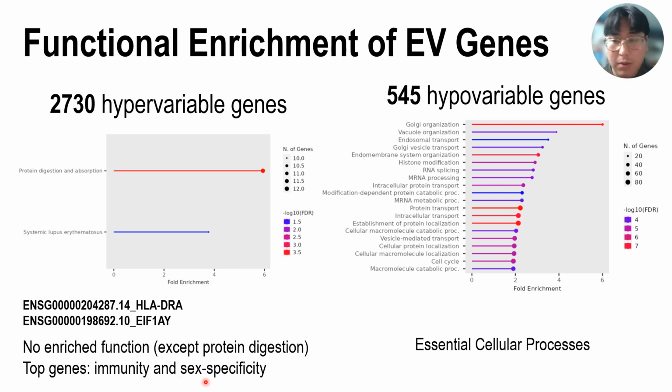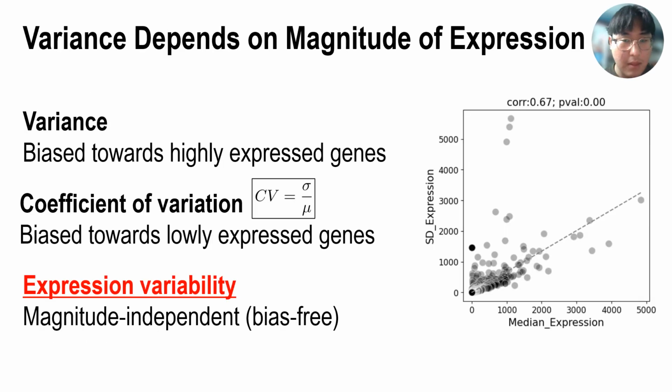So we know that in the human population, people differ significantly in their expression in terms of immunity and sex. On the right side are the hypovariable genes, and we can see transportation, histone modification, RNA splicing, and cell cycle, which are all really essential cellular processes, are hypovariable, which means that in the human population, there's really not much variation in gene expression for these mechanisms.